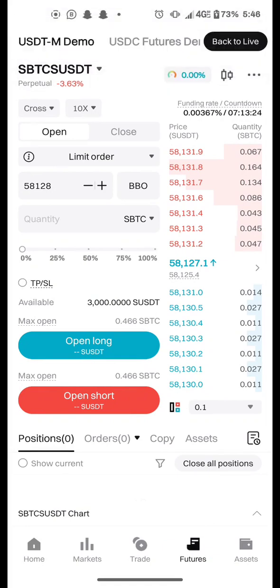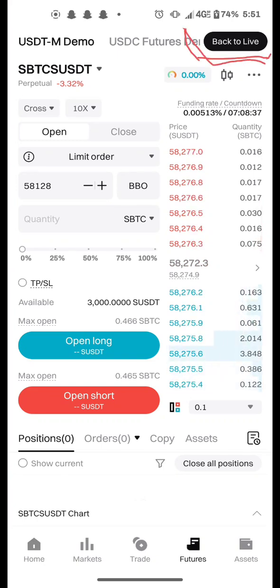So now look at this. On these features, as you can see, I'm on demo. Can you see I'm on demo? Do you get that? I'm on demo, so it's telling me to come back to live. I'm not going live. I'm on demo.